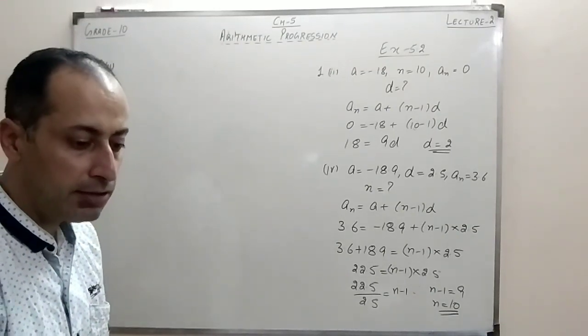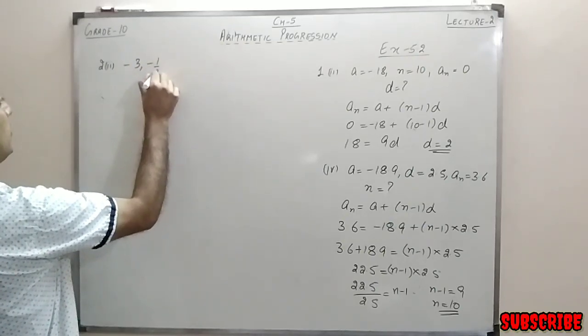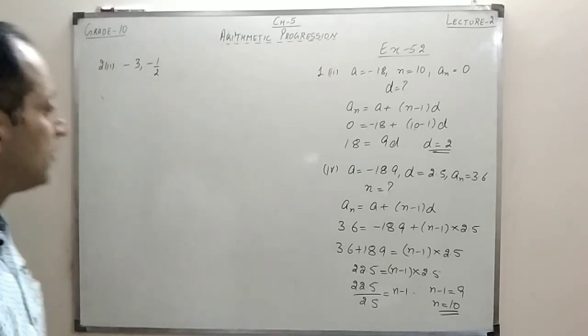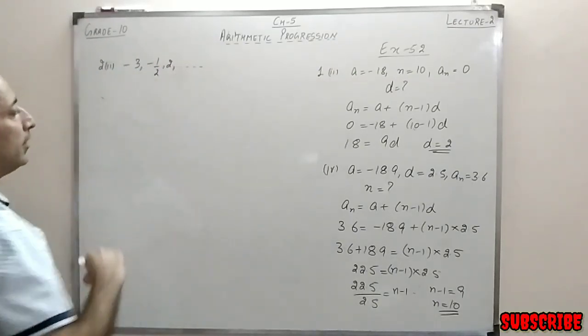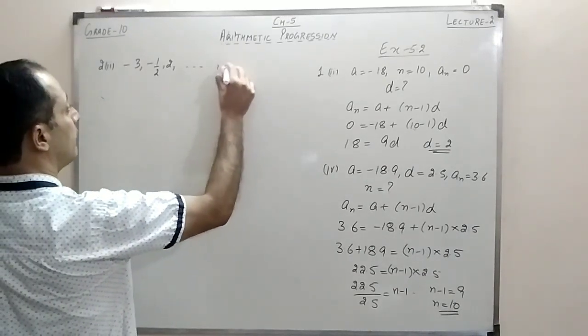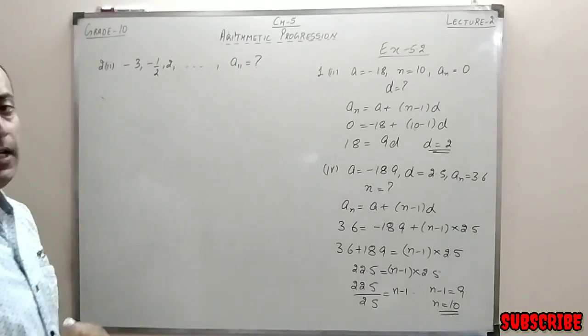This is minus 3, then minus 1 by 2, then the next term is given as 2, and so on. And what do I have to find? I have to find the 11th term. It means I have to find A11.